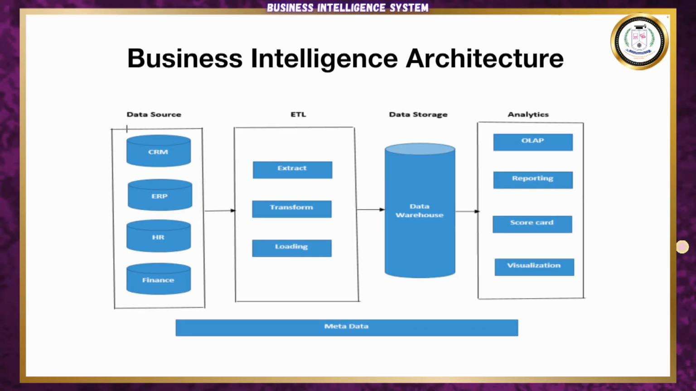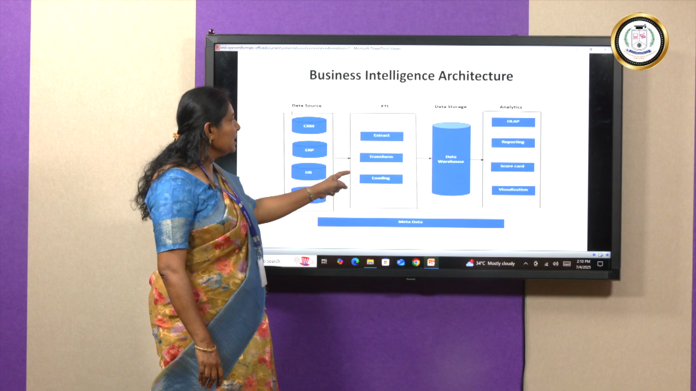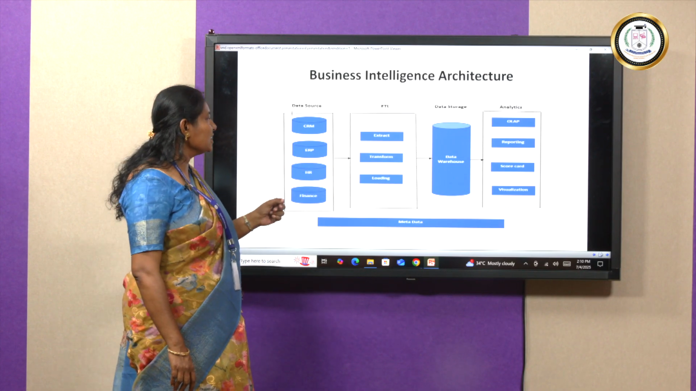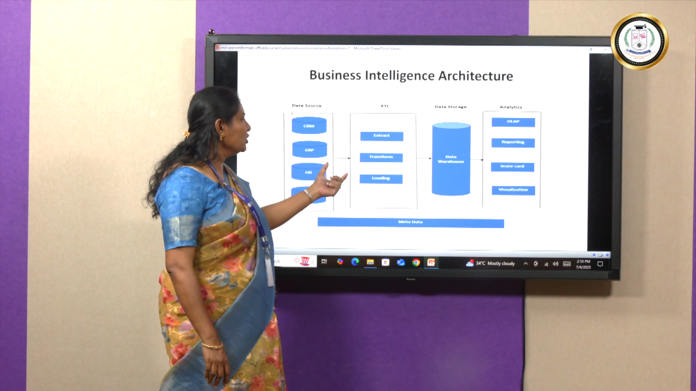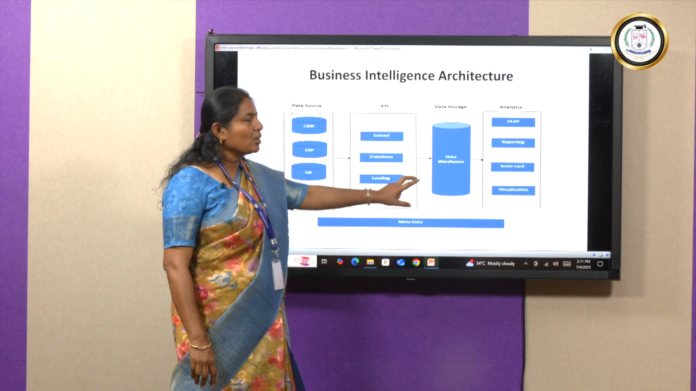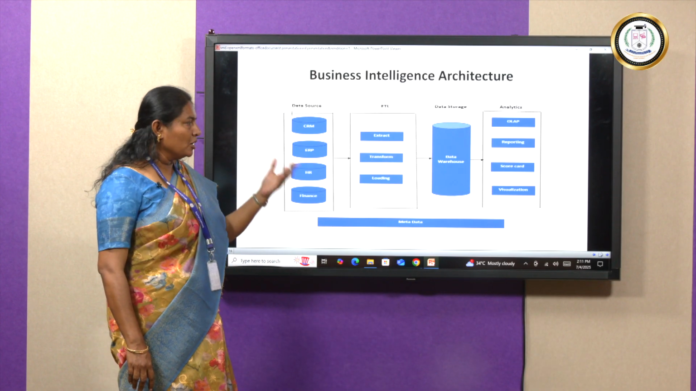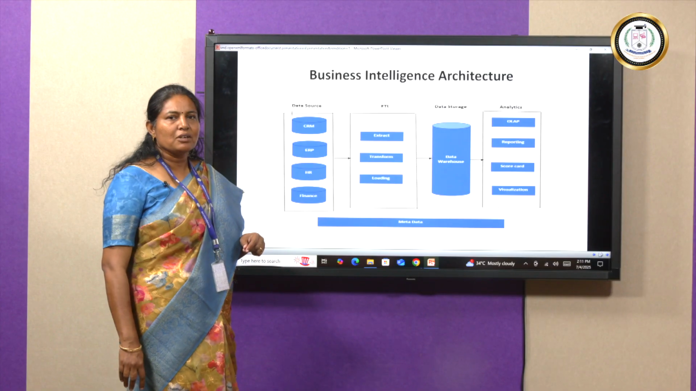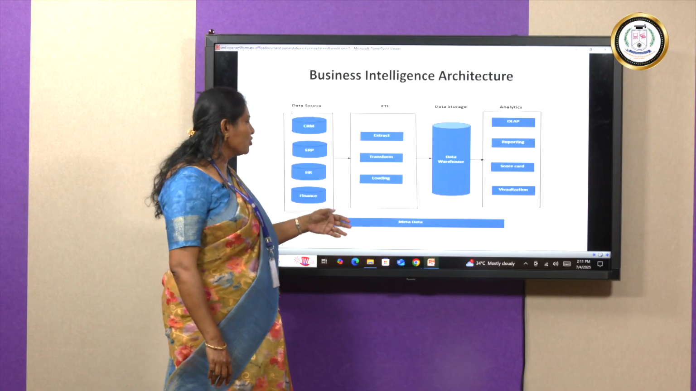Here, this is the architecture of business intelligence. We collect various information from various databases, which then enters the ETL process. Extract means extracting information from various sources, then transform the data into a form that fits into the data warehouse, then load it into the data warehouse. The data warehouse is a place where we can store large amounts of information for future purposes. Then the data goes into the analytical phase for giving different kinds of outputs.